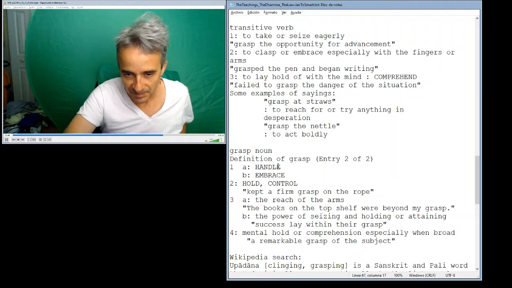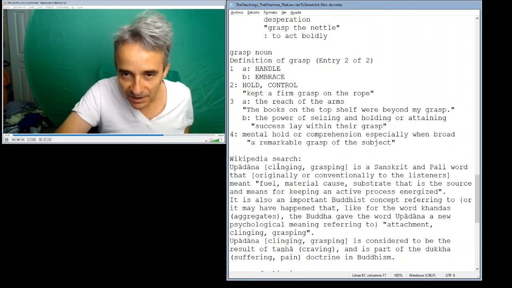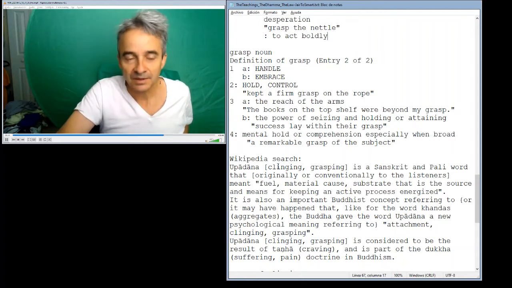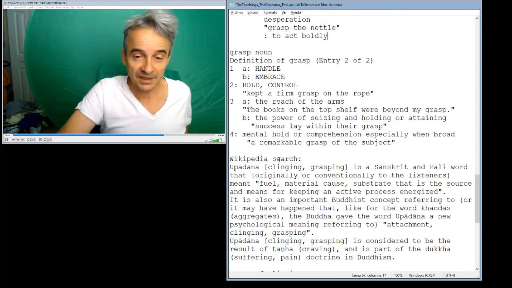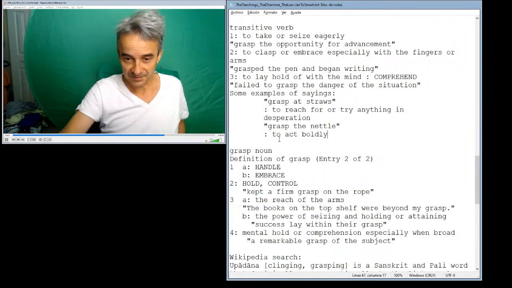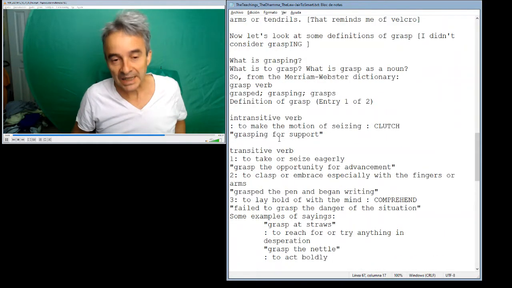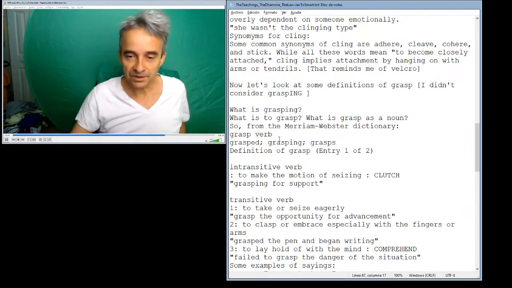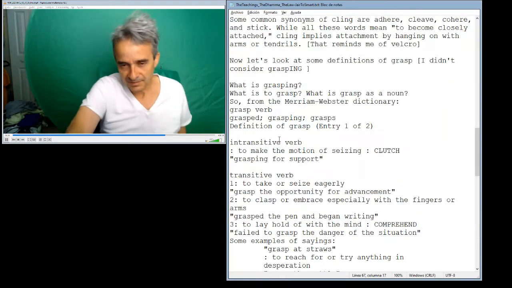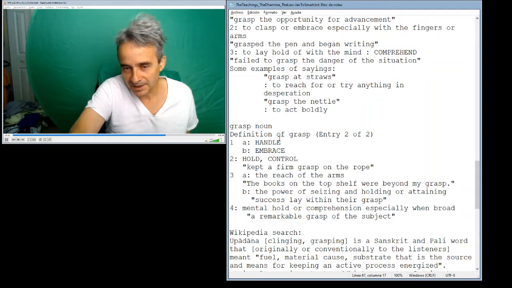What about number... oh no, number 4 is not there. So in the definition, according to Merriam-Webster, grasping is not defined in the Buddhist sense. So maybe clinging is a better word to use. I don't know, I'll have to look up grasping in other dictionaries.